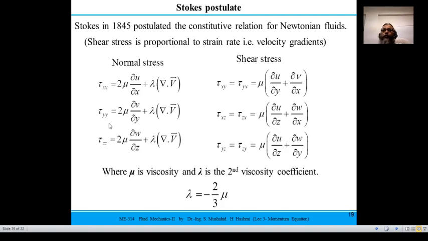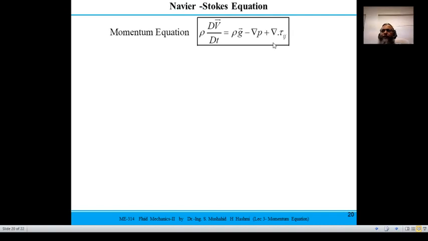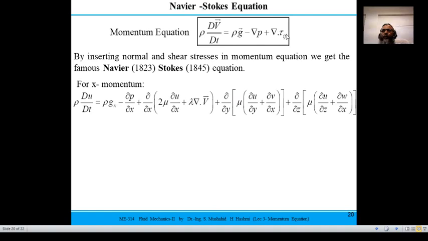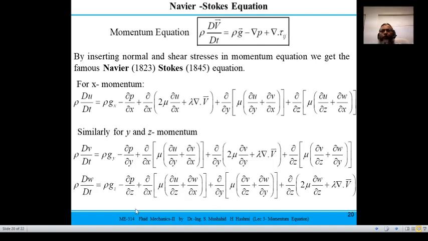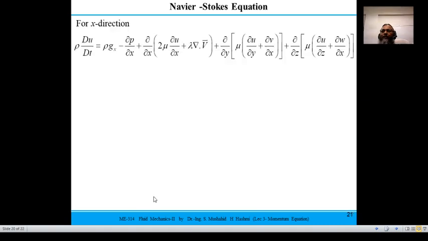We have used these relations developed by Stokes based on experiments, and this is simple. We have substituted in this expression of tau, and we end up with this set of equations. So, okay, we can further simplify.